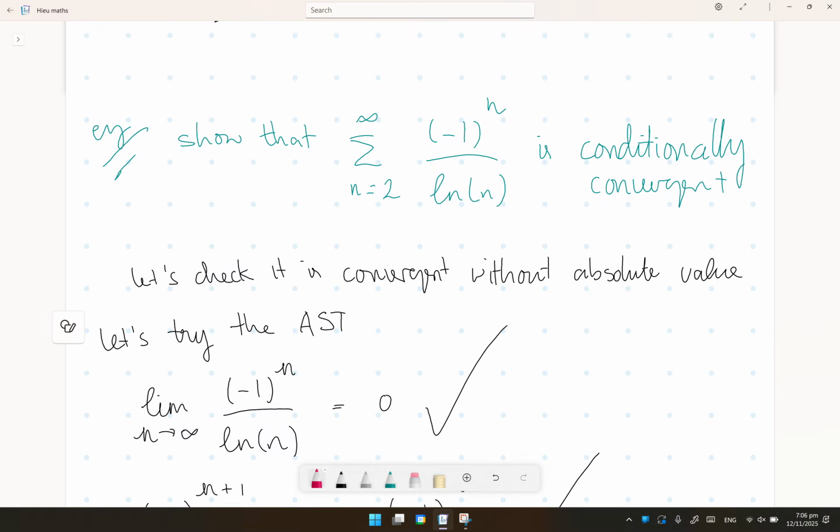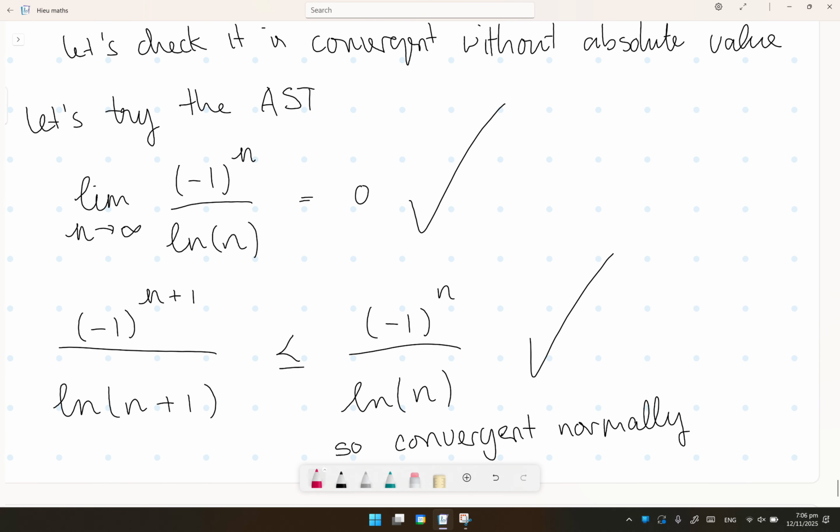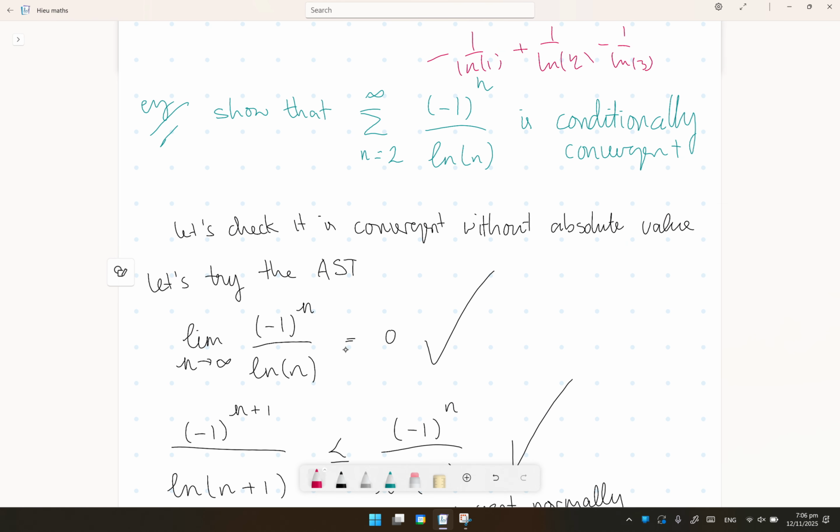So let's test for its normal convergence. This is an alternating series, right? It's 1 over ln 1 minus 1 over ln 2 plus 1 over ln 3 minus 1 over ln 4. So it's an alternating series, so what we can do is the alternating series test. That's the first thing we should do. The limit of this series is equal to 0.